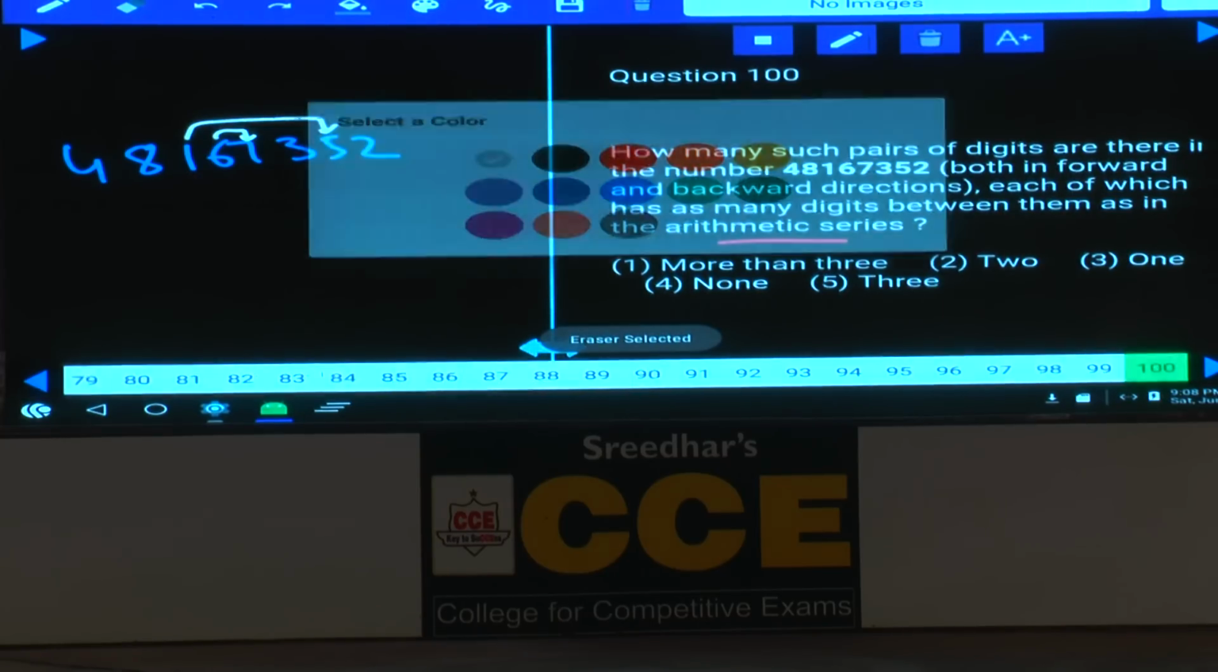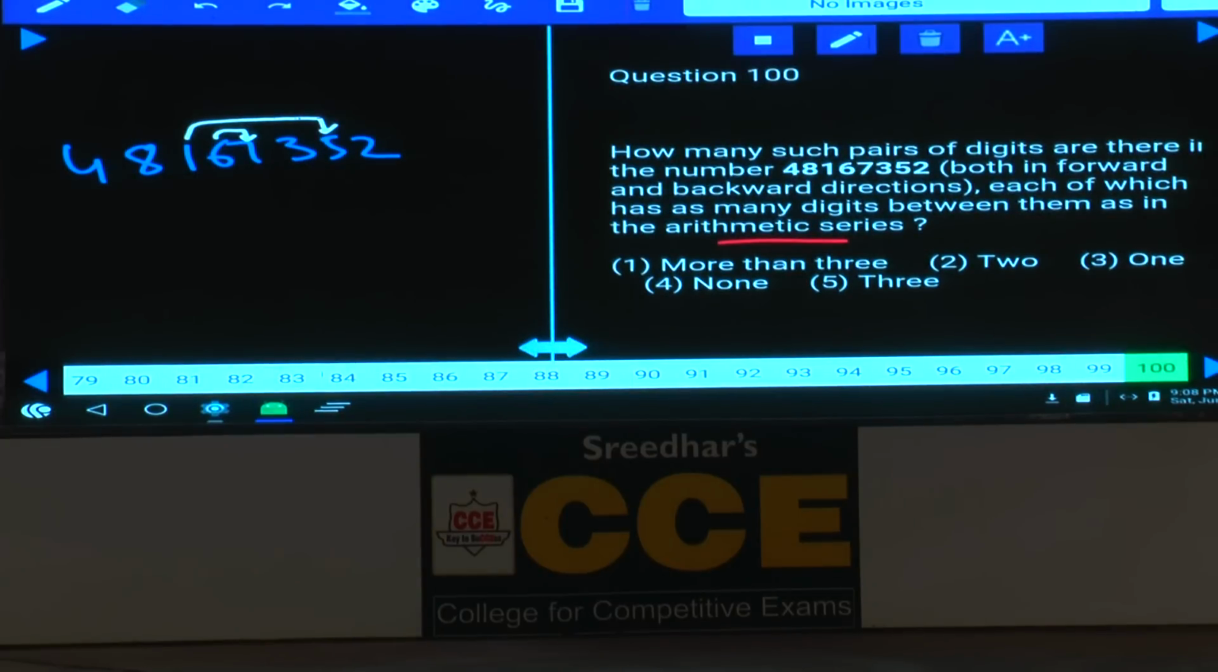Again, now count from right hand side to left hand side. 2, 3, 4, 5, 6. Now between 2 and 6, how many digits are there here? 3. Now in the number system also we have only 3 digits between 2 and 6.